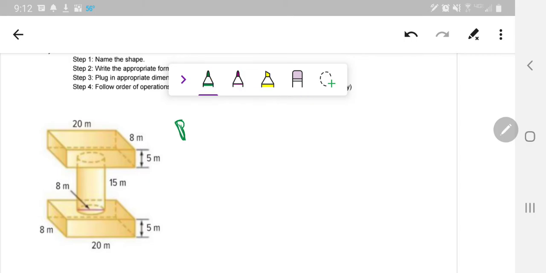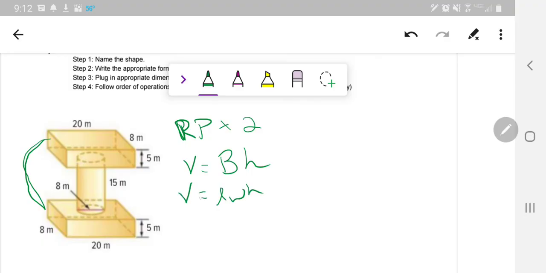Name the shape. We have a rectangular prism, and it looks like these are exactly the same, so I'm going to take that rectangular prism and times it by 2. I need my formula for that rectangular prism, which is volume equals the area of the base times the height, or length times width times height. So I get my length of 20 times 8, and then give it a height of 5. So that would be 100, that would be 800. And then I have to times it by 2 since I have 2 of them, so it would be 1,600.